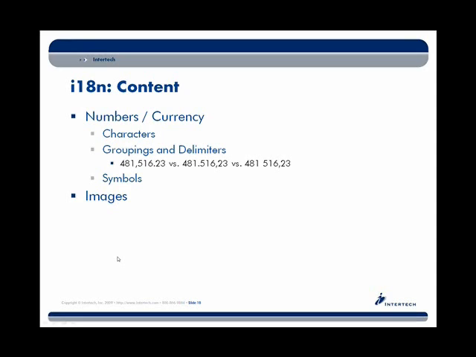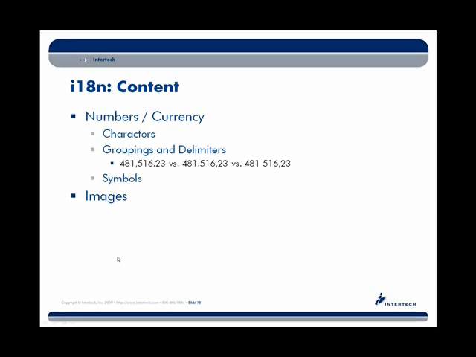Whereas another region may invert that. Where we use a comma, they use a decimal point. Where we use a decimal point, they use a comma. Other regions may omit the first comma altogether and use a space instead. So groupings and delimiters, and also just the symbols that are used. So how percentages are represented, currency symbols, a different symbol for the pound or the yen or the dollar. So different symbols there.